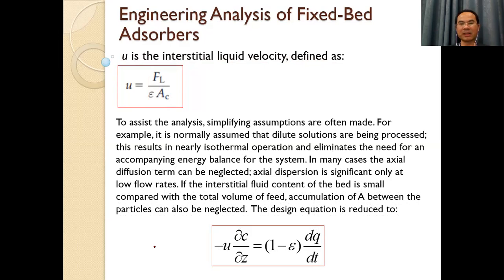And also we compare it to the solute adsorbed from the liquid. Okay, we can cancel the axial dispersion. And also the interstitial fluid content in the bed is small when compared to the total volume. That means the void fraction is quite small compared to the solid. Okay, we can cancel the term of accumulation in the void and the term of axial dispersion. Finally you get only 2 terms. That's right. The flow in, flow out, and accumulation in the solid or in the adsorbent is the main effect.